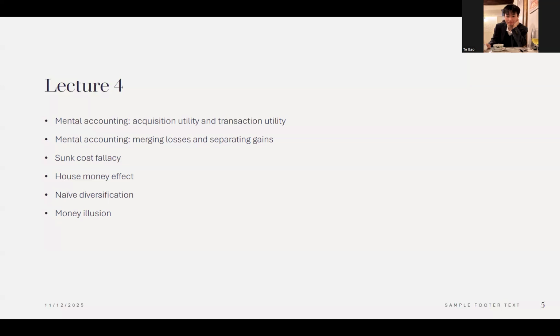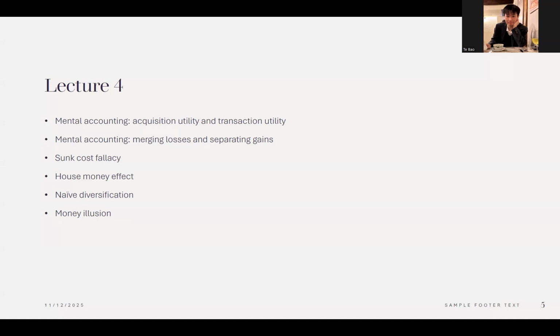If you separate gains, the total happiness will be bigger than if you merge the gains. That's simply from the graph. We also have a similar exercise question, so if you want to know more, you can refer to the exercise or the slides.